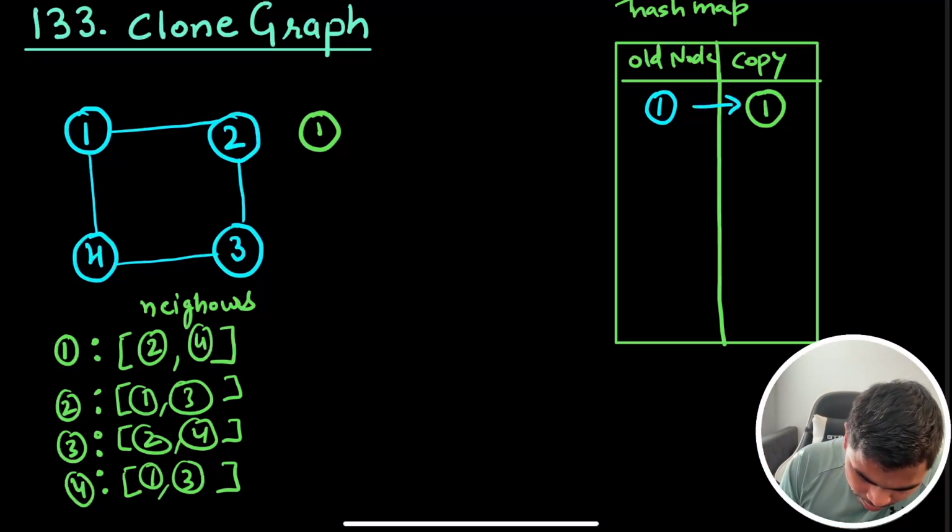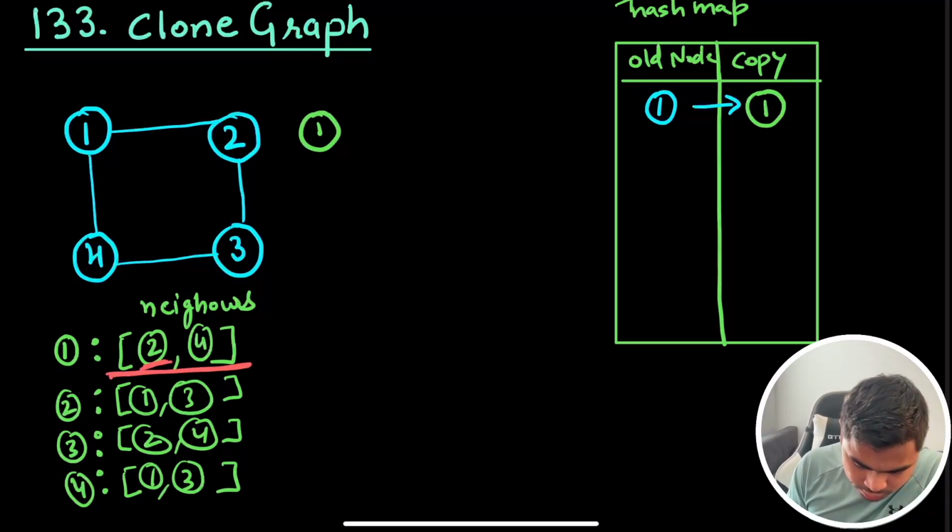So I create that copy. Now I'm going to start visiting the neighbors of 1. These are the neighbors of 1. First neighbor is 2, so I'm going to visit 2.